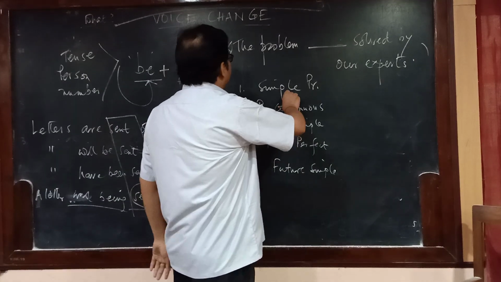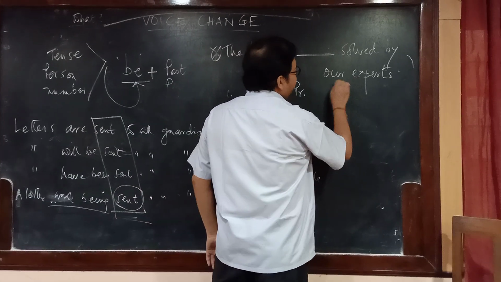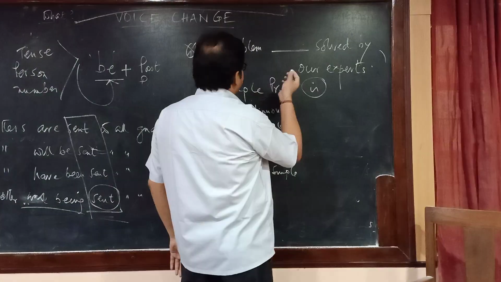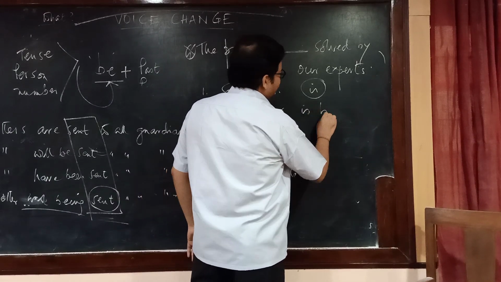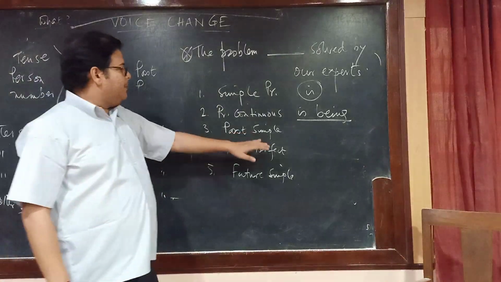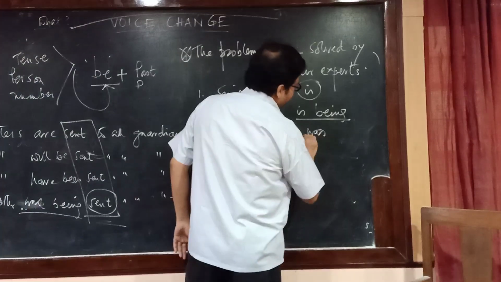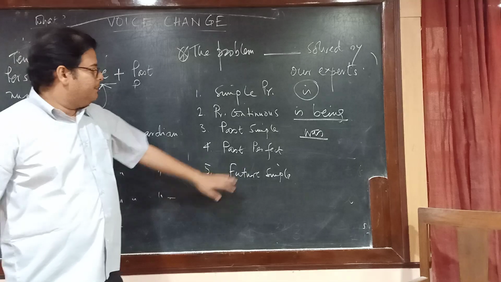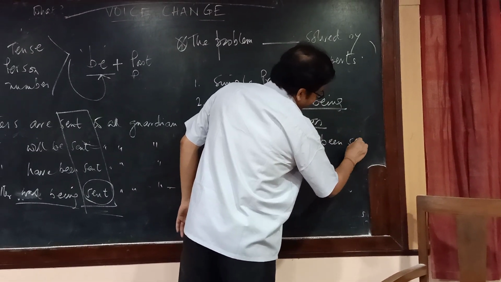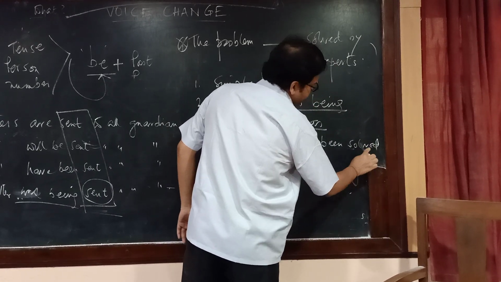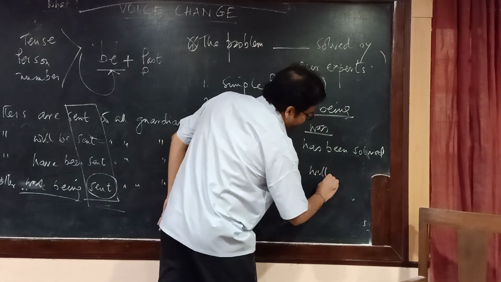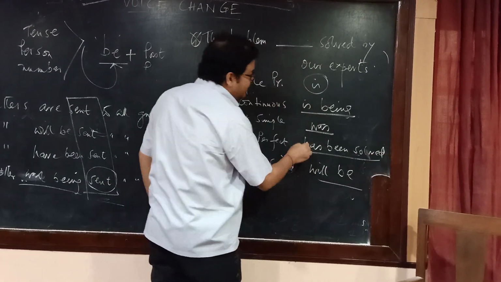In simple present, it will be: the problem is solved by our experts. Present continuous: the problem is being solved. Simple past: the problem was solved. Past perfect: the problem had been solved. Future simple: the problem will be solved. So these are the answers.